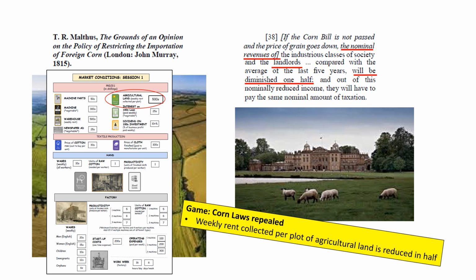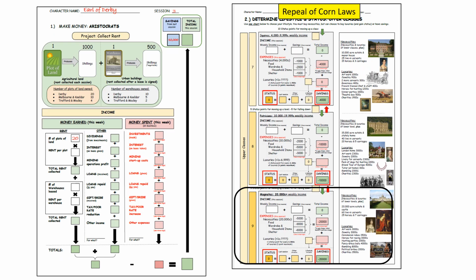This has quite a serious effect on our aristocrats. For example, the Earl of Derby. Instead of 1,000 shillings per plot of land, he's only going to get 500. He still has 20 plots of land, but he's only getting 500 shillings in rent, so his total rent is 10,000 shillings. He still has 10,000 shillings in savings, but that's not particularly good. That's half of his income gone.